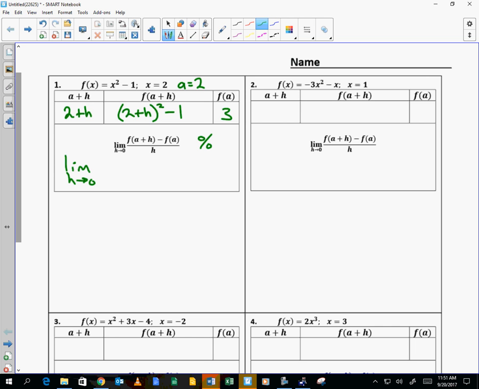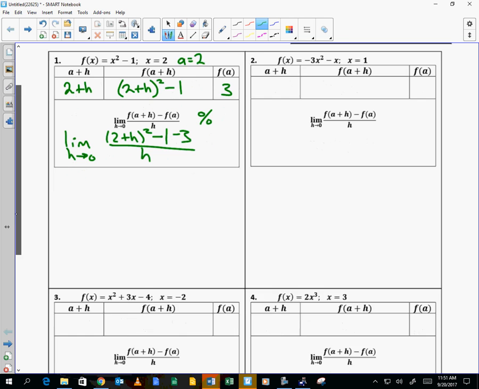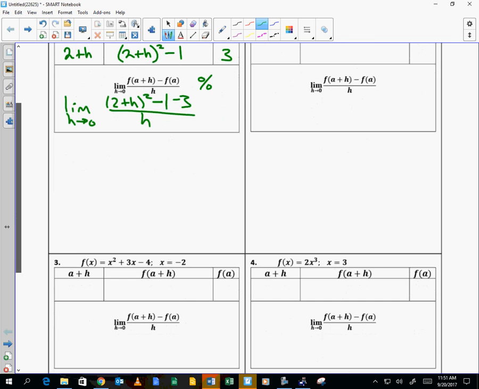So f of a plus h is 2 plus h, quantity squared, minus 1. Then what? Minus 3 all over h. If I plugged in 0 right now, what would I get? Still, I would get 0 over 0. We got to get rid of that h in the denominator.